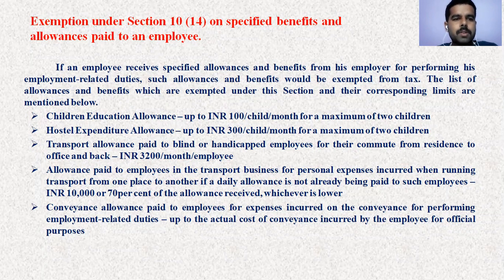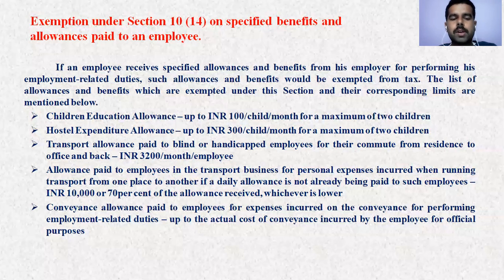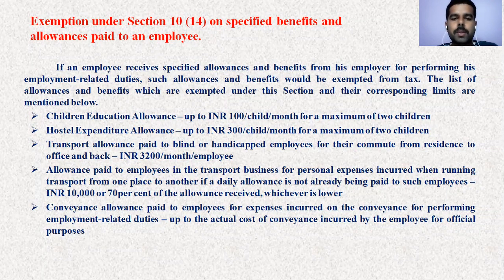The first one is children education allowance, up to Indian rupees 100 per child per month for a maximum of 2 children. Hostel expenditure allowance, up to Indian rupees 300 per child per month for a maximum of 2 children. Transport allowance paid to blind or handicapped employees for their commute from residence to office and back, that is Indian rupees 3,200 per month per employee.